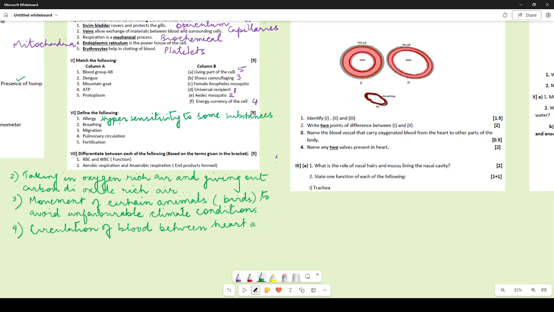So the circulation of blood between the heart and the rest of the body is systemic circulation, but the circulation of blood between the heart and lungs is called pulmonary circulation.